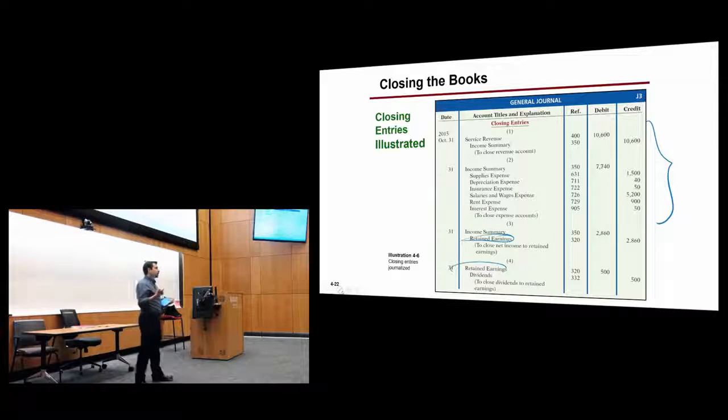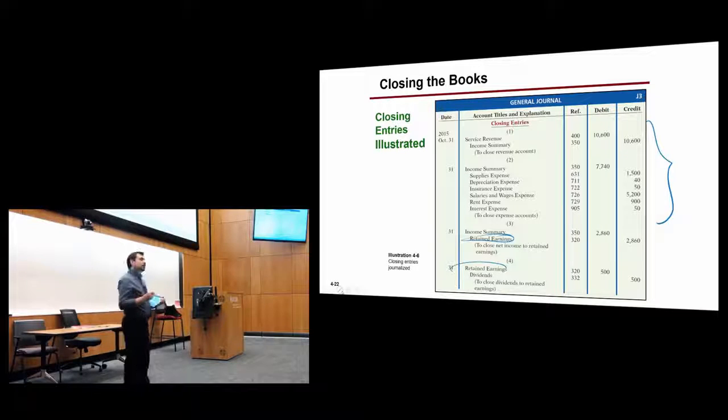Second, closing entry, we debit income summary, we credit all the expenses, individual expenses. The third entry is where we debit income summary, credit retained earnings. This is in case of net income. In case of net loss, it will be the other way around. We will debit retained earnings, credit income summary.